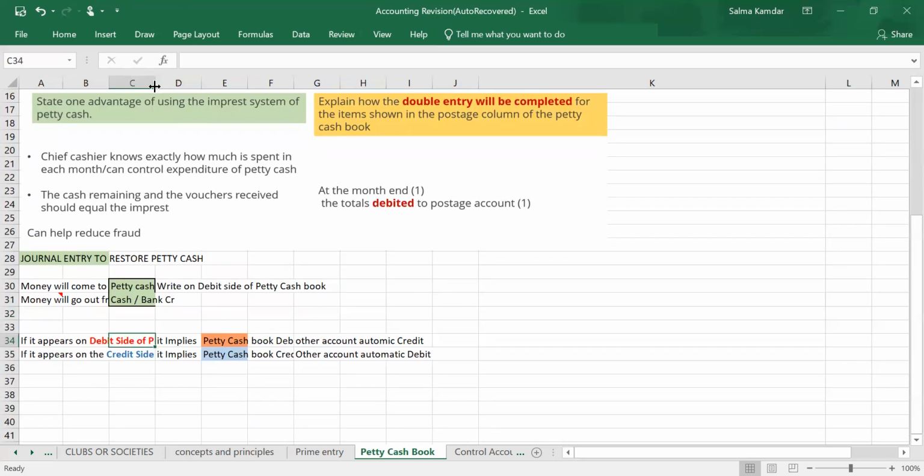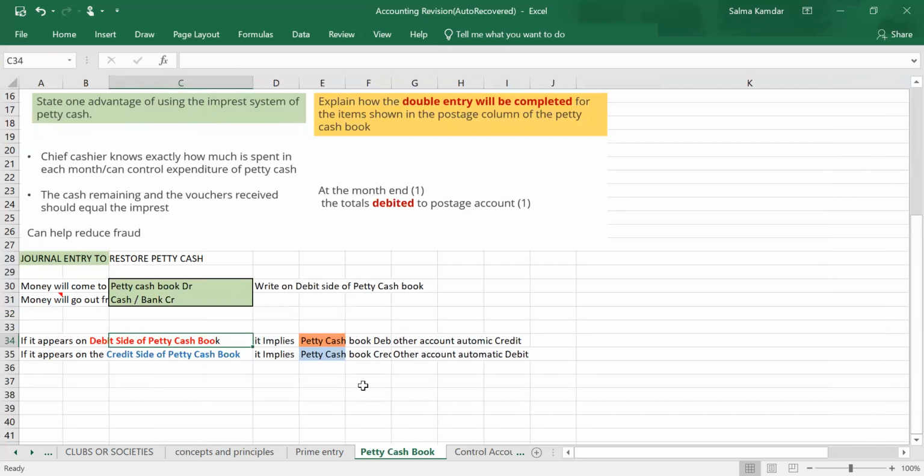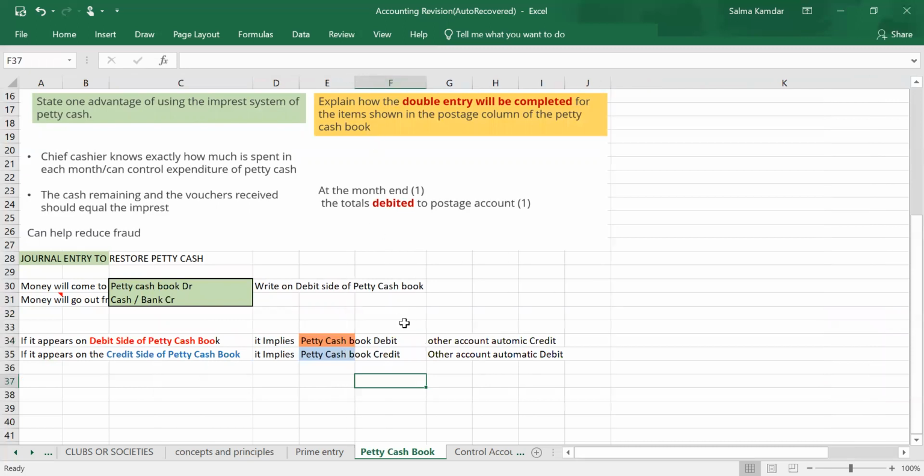If any item is appearing on the debit side of the petty cash book, what does it imply? Debit side of the petty cash book means that you've received the money. It implies that the petty cash book is debit. So the other account will automatically become credit. Are you with me?